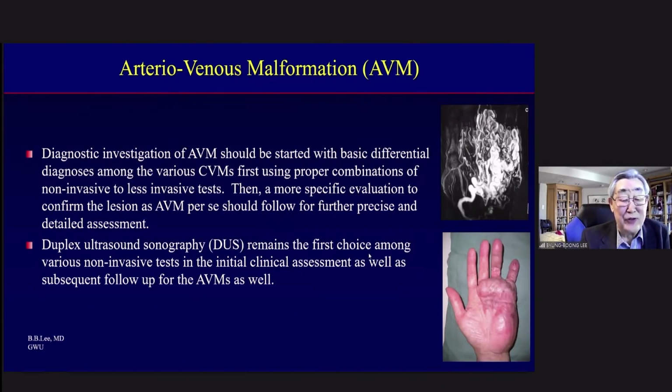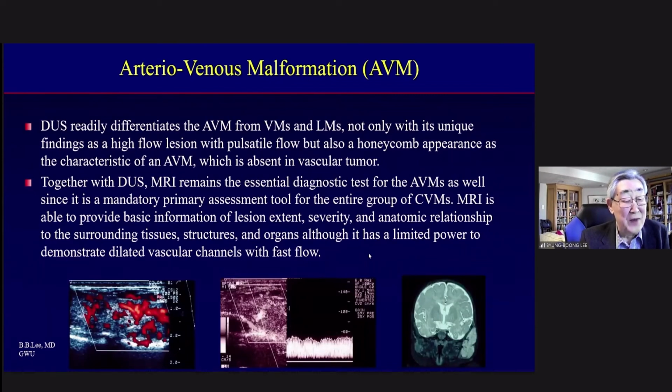Diagnostic investigation of AVM should be studied with a basic differential diagnosis among various AVMs, using a proper combination of non-invasive to less invasive tests. Then more specific evaluation to confirm the lesion should follow. Duplex ultrasonography remains the first choice among various tests to initiate the workup.